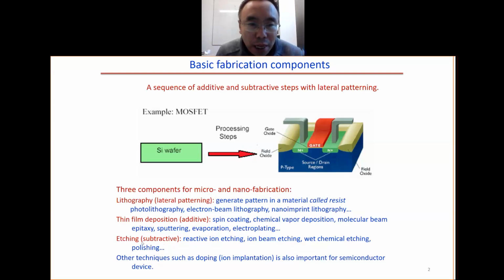The third component is the etching process, a subtractive process, which includes plasma etching, that is reactive ion etching or ICP etching, ion beam etching, wet chemical etching, and polishing. For semiconductor devices, we also need doping. Normally doping is done by ion implantation, or it can also be done by a high temperature diffusion doping process. For etching, it is a subtractive process. For instance, we deposit the polysilicon gate material, and it will be coated everywhere. Then you do the lithography, and you remove the polysilicon here and here by this etching process.